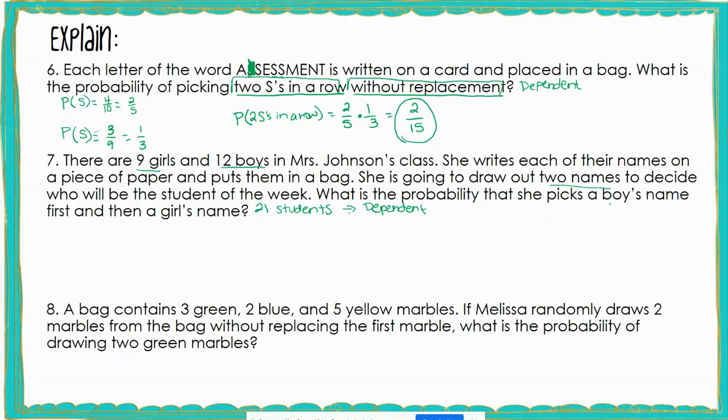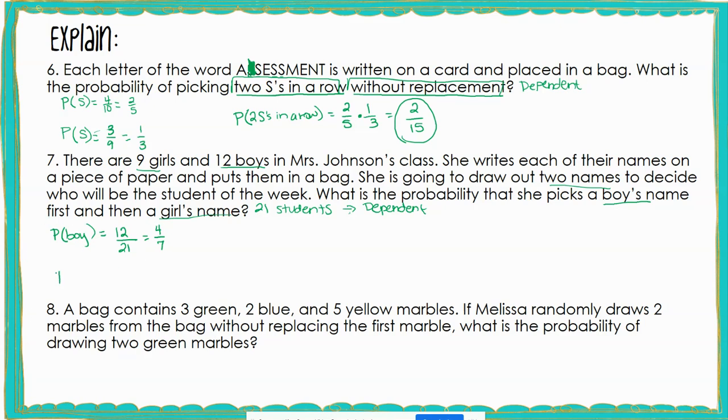So let's look at our probability. We want to look for a boy's name first, followed by a girl's name second. So let's start with the boy's name. If there are 12 boys in the class, then there are 12 names in the bag that are boys, and that is out of 21 names in the bag. Well, this can be simplified because both 12 and 21 are divisible by 3. So 12 divided by 3 is 4, and 21 divided by 3 is 7. So the probability of choosing a boy's name is 4/7.